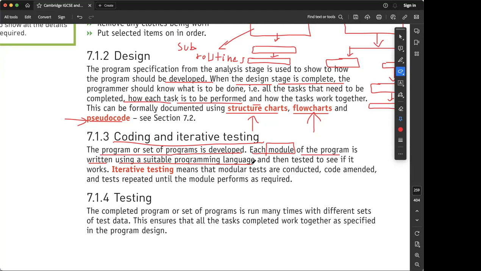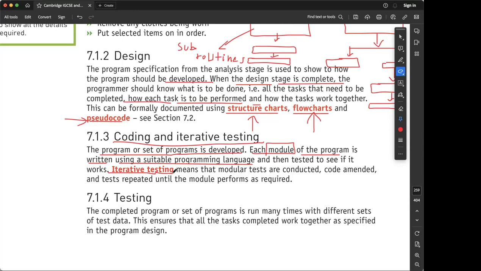Yes. So after coding your program, of course, you want to test your program. Is your program running? Is your program doing the task it is designed for? This is called iterative testing. It means you check whether your program is working according to the given code or not.